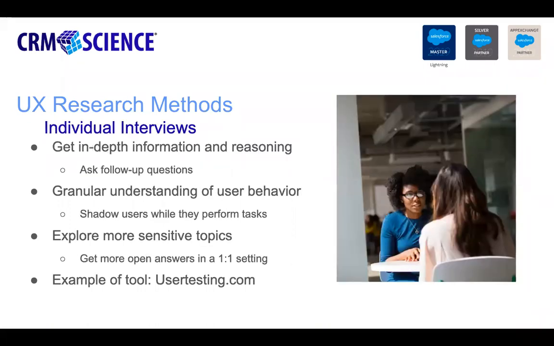And our last research method is individual interviews. And like focus groups, we can get that more in-depth information by asking follow-up questions, and we can even observe the user firsthand as they perform their tasks. Since it's a one-on-one setting, we can explore some more sensitive topics, and we may even get honest opinions without the bias of a group setting.